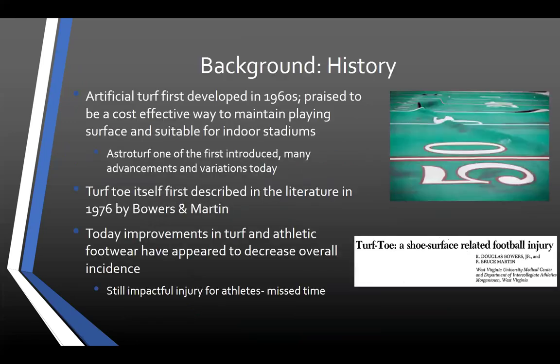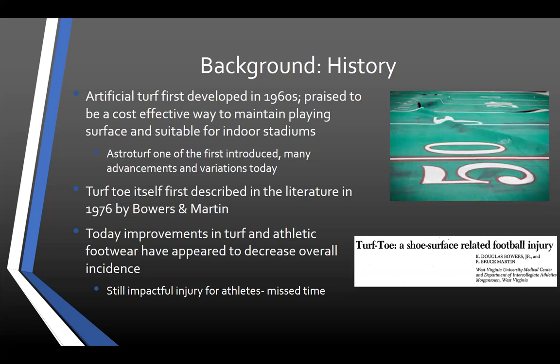So with the background, the turf toe injury itself really gained attention and started to show itself in the 60s when athletic playing surfaces and fields started to be transitioned towards artificial turf. Artificial turf was developed as a way to help athletic facilities and fields maintain their playing surface in a cost-effective way. With artificial turf, there was no more grass to maintain, no more soil to keep an eye on, and it really helped with the overall cost. It was also praised as suitable for indoor stadium use.